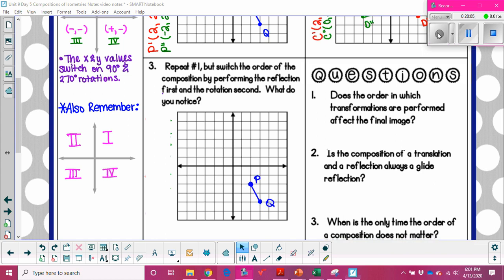If you're unpausing the video, you probably noticed that my PQ has changed a little bit because I had it graphed wrong again, since I wasn't paying attention when I graphed it the first time. So I have corrected it. Now we need to reflect this in the y-axis, like I was saying. You're 2 away from the y-axis, so you're going to be 2 away over here. So P prime is going to be at -2, -2.